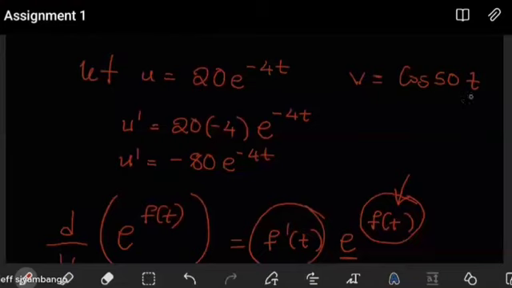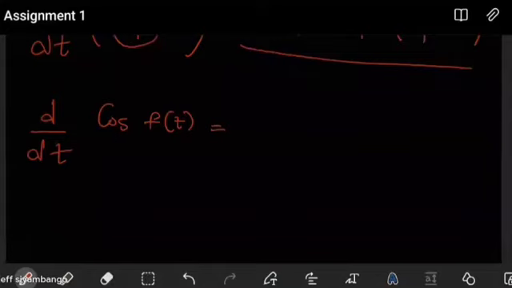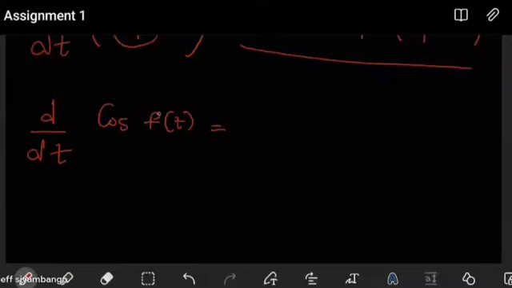Okay, looks like we're okay there. Now we have to differentiate v. Differentiating v, we see we have cos 50t. Now, same way, a refresher on how you differentiate trig functions. So the derivative of cos of some function f of t with respect to t: first differentiate the argument of the cosine. In this case, it is f of t, so multiply it here, f prime of t.